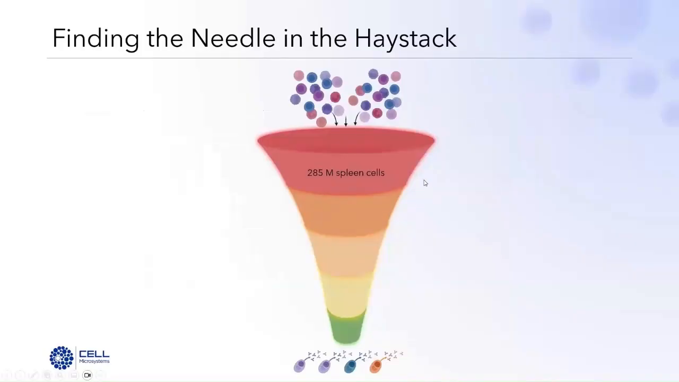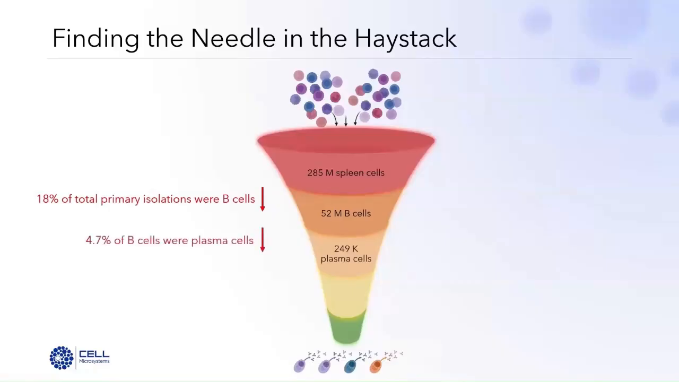We started from several different mice, in this case 3 mice. From those 3 mice, we were able to recover 285 million splenocytes. Through bead-based enrichment, we recovered 52 million B cells, which is 18% of the total primary population. Of those primary B cells, further enrichment for the plasma cells yielded 249,000 plasma cells, which is 4.7% of the B cells.